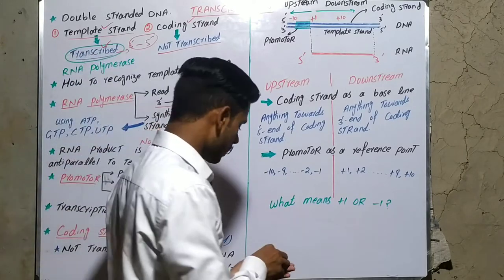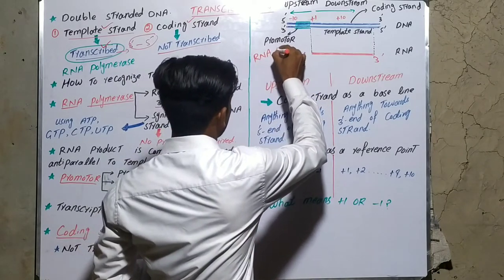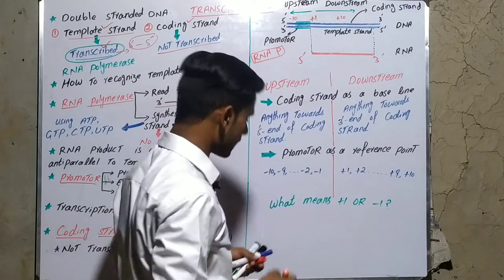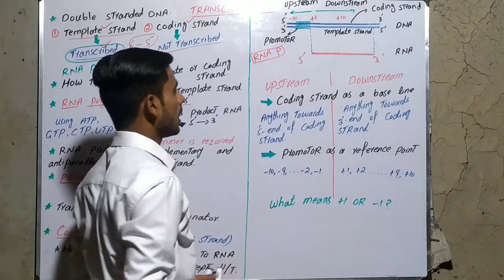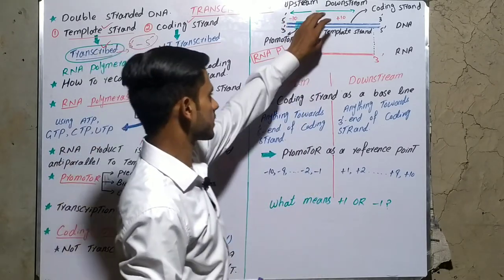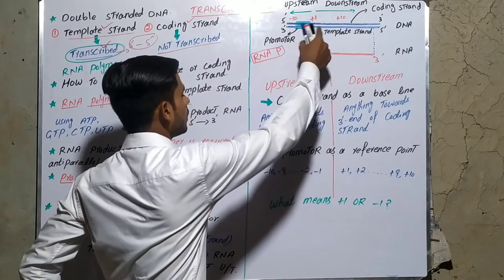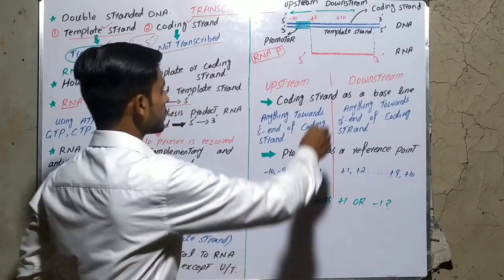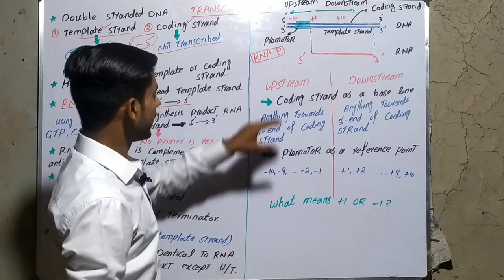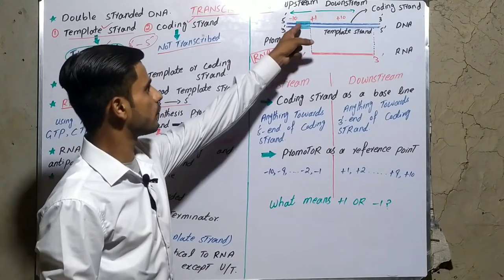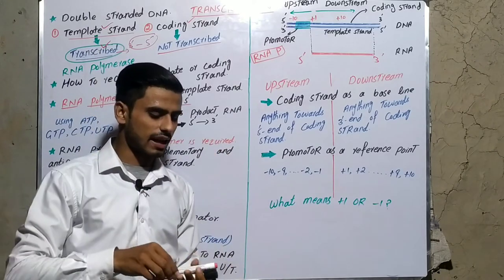But basically, what concept is behind this one? Let's suppose that this is an RNA polymerase enzyme. This enzyme will recognize the promoter region. Let's suppose that this is a promoter region on the DNA double strand molecule. One is a template strand, the second is a coding strand, and here is a promoter on the DNA double strand molecule. This DNA double molecule is going to be transcribed into RNA product. So here comes the RNA polymerase. RNA polymerase will recognize the promoter. The promoter will act just like an airport.